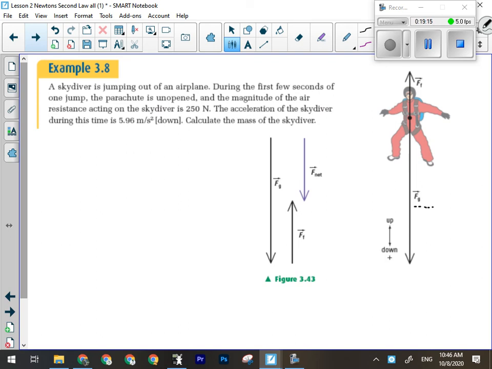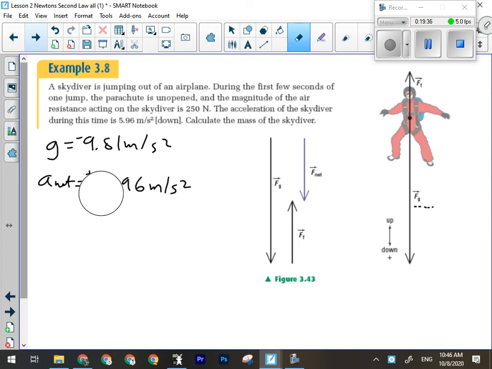So our givens are gravity, the net acceleration, and, oh, sorry, that's down, not up. And we're looking for the mass of the skydiver, and we know the force of friction.